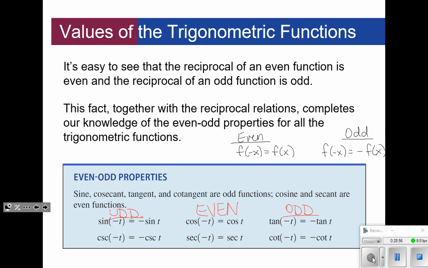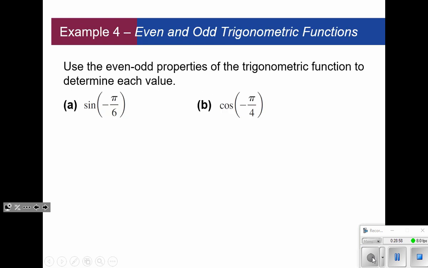Okay, those are kind of important to remember because it can make our life a little easier. If sine is an odd function, and I'm putting in negative pi over 6, this is going to be the same thing as negative sine of pi over 6. I can just pull the negative out because I know it's an odd function. Cosine, since it's even, I know that negative pi over 4 is the same as positive pi over 4.